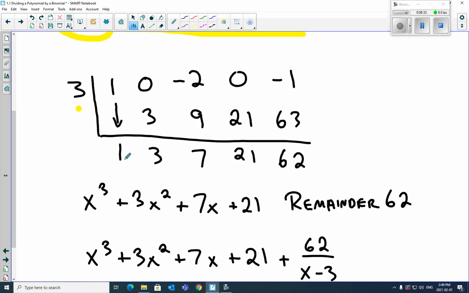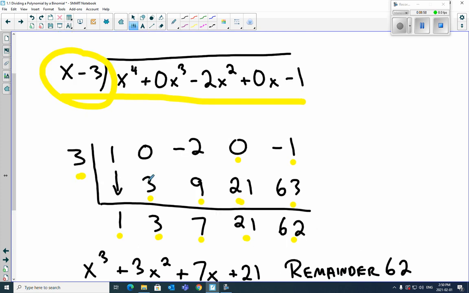Bring the 1 down. 3 times 1 is 3. Add the 0 and the 3, we get a 3. 3 times 3 is 9. We add the negative 2 and the 9, which is 7. 3 times 7 is 21. 0 plus 21 is 21. 3 times 21 is 63. Negative 1 plus 63 is 62. Okay, so there it is right there.